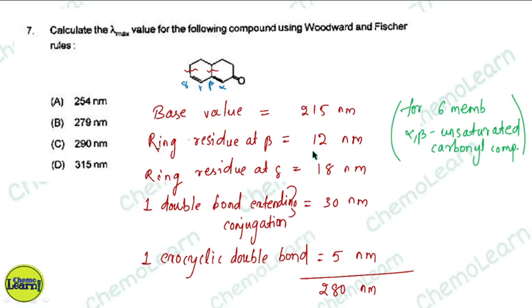So we will add 12 nanometer and 18 nanometer respectively, and one double bond is also extending conjugation. So we will add up 30 nanometer for this, and one exocyclic double bond, so 5 nanometer. So if you sum up, then it will come out to be 280 nanometer, and we have 279 nanometer in our option. So the option B will be our correct option.